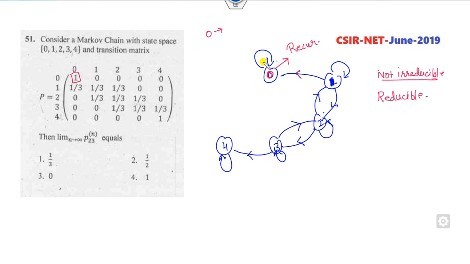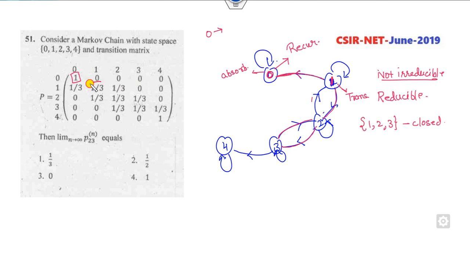Look at 1. If you start from 1, can you come back to 1 again? Not possible. Why? Because if you go from 1 to 0, there is no path from 0 to 1. So what is the meaning of that? 1 is a transient state. Now you can see this is my class: 1 to 2. So it means 1 and 2 are in the same block, and 2 and 3 are also there. So you can go from 1 to 2, 2 to 3, 3 to 2, 2 to 1. So 1, 2, 3 are in the same class group.